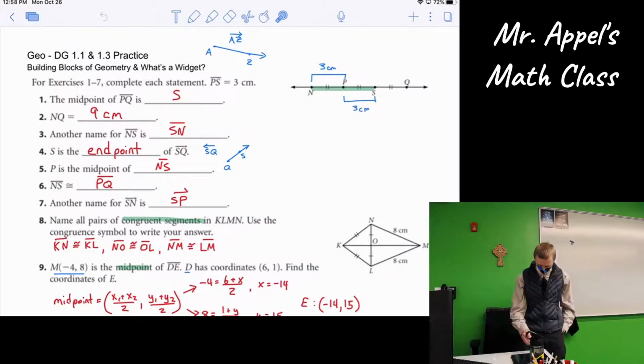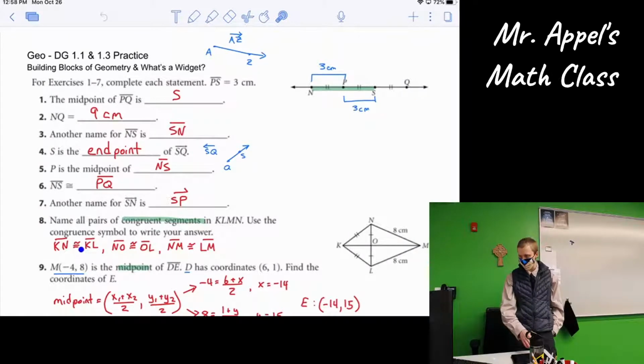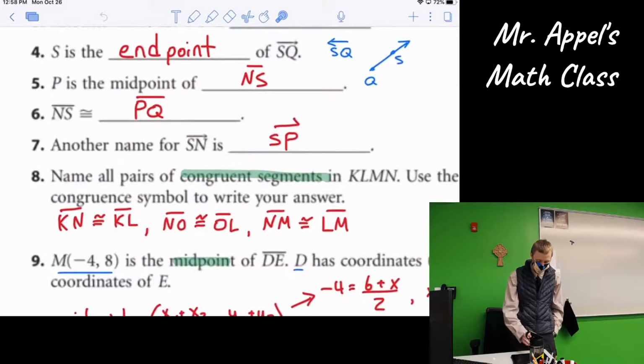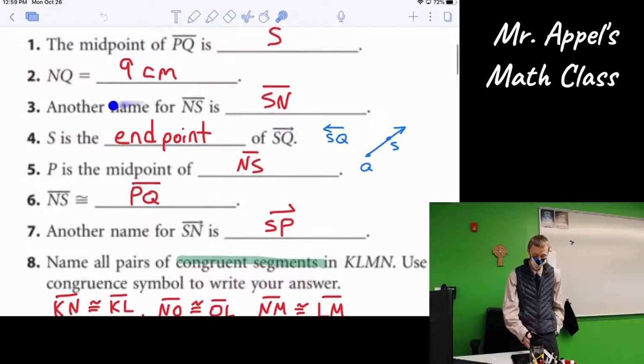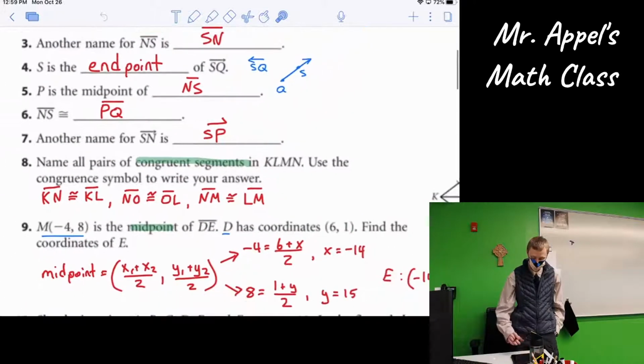Number 8, there are some options here. Of course, you do not need to put this one before that one. You can switch those places. And since these are just segments and not rays, the order of the letter doesn't matter. I can call this segment NK instead of KN, just like they point out here in number 3. So that will work there.